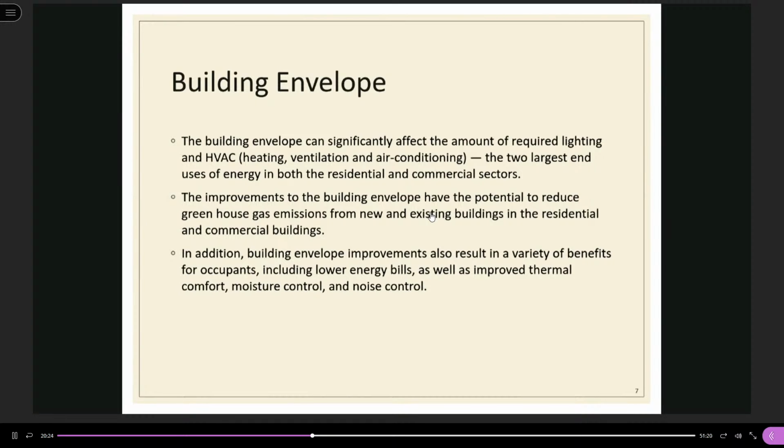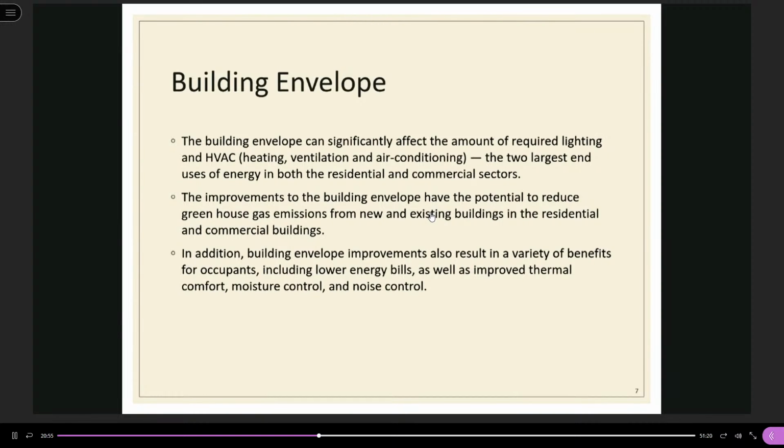Okay, so by designing a better building envelope, reducing the heat transfer, we can also reduce the energy consumption of those active systems. In addition, building envelope improvement also results in a variety of benefits for occupants, like lower energy bills, as well as improved thermal comfort, moisture control, and noise control.